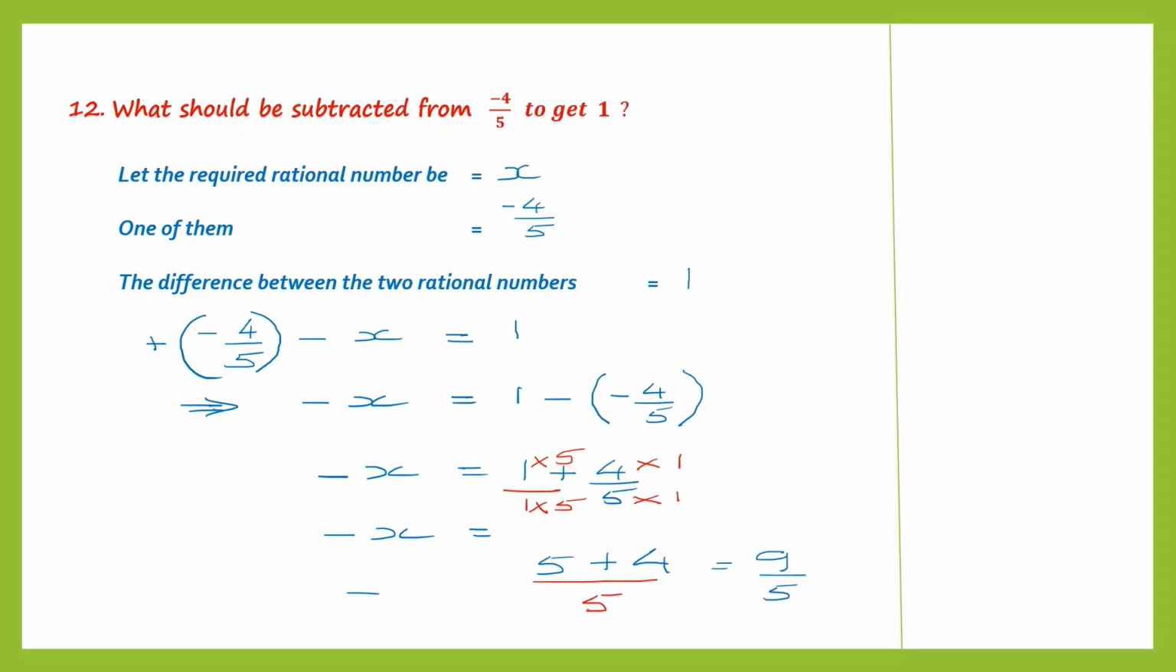So minus x, this is what we found. Minus x is equal to 9 by 5. And for a variable, we don't put a minus sign by itself. So to find the value of x, we remove that minus sign from x and put it on the other side. So it becomes minus 9 by 5. To find the value of only x, we move the minus sign to the other side. So the answer here is minus 9 by 5.